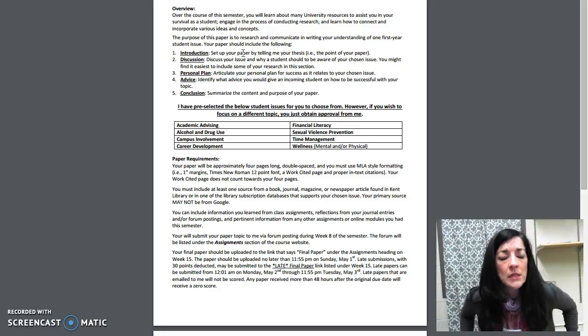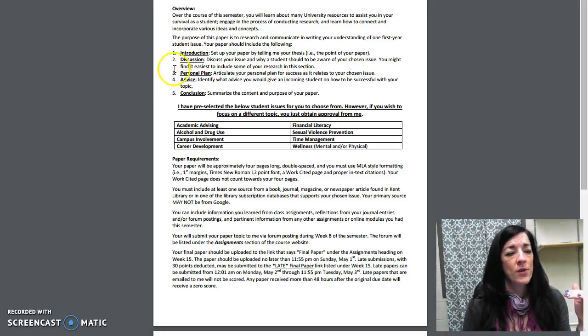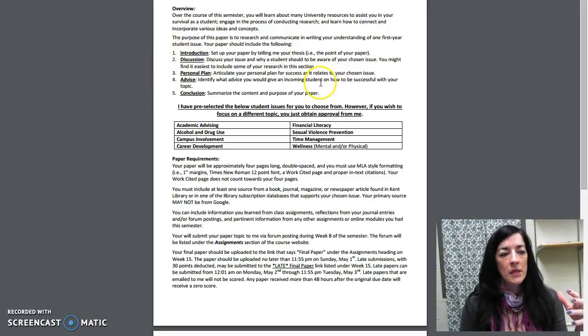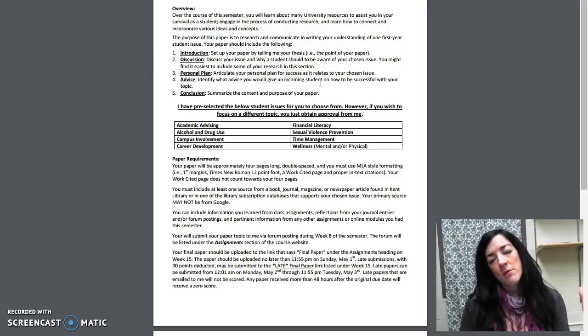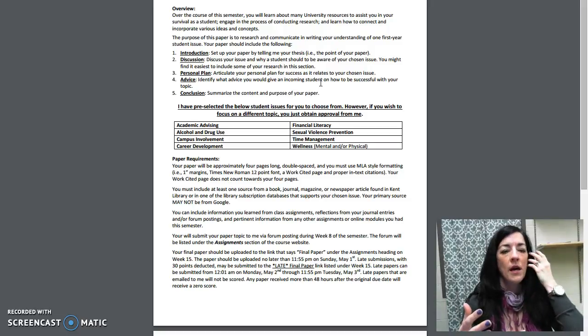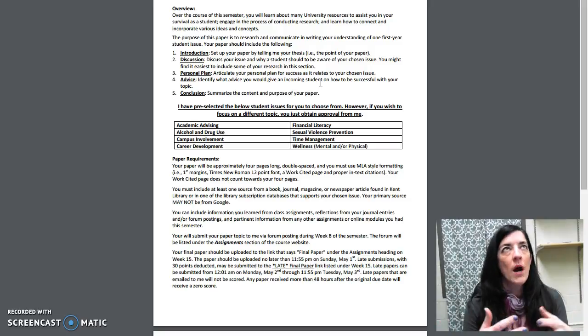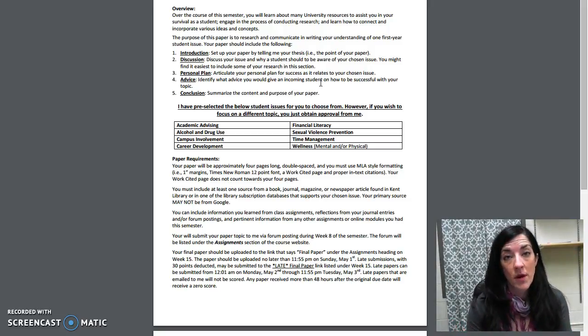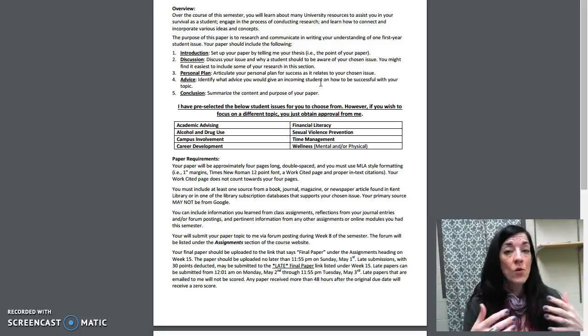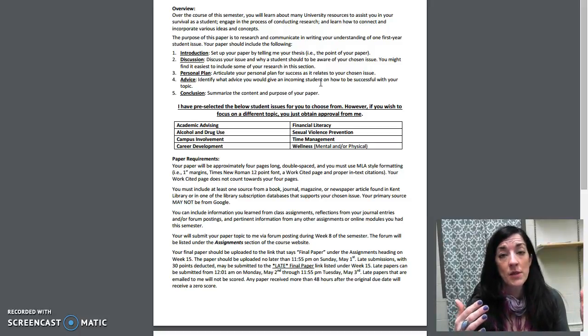You also need to, as we look at the meat of the paper here on numbers 2, 3, and 4, that first big section, I really want you to talk about the issue that you are discussing. This is really your discussion section. And so why is it, for example, did you choose it? Why do college students need to be aware of this issue? Why is it maybe critical for college students to understand it in terms of how it relates to their success of being a college student?